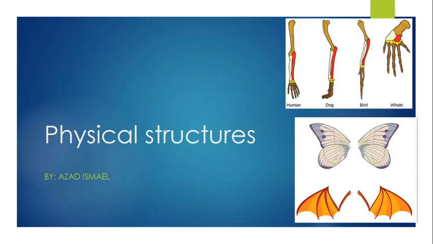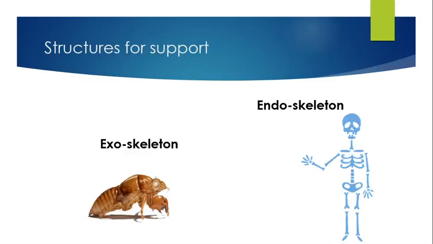So we will talk step by step about the physical structures, because we have a lot of physical structures among the animal or plant groups. First of all, the structures for support. We have a lot of structures for support. For example, in plants we have the stem. The stem is a good and important structure that supports the plant against the outer environment and wind.